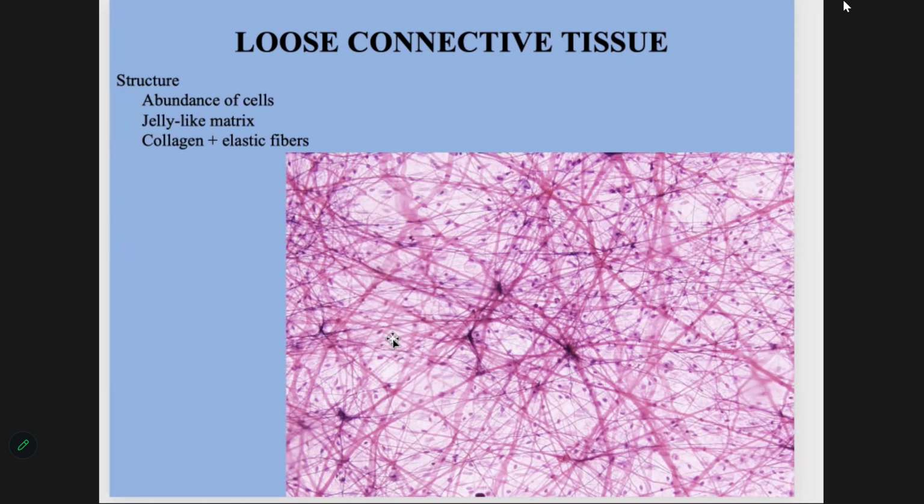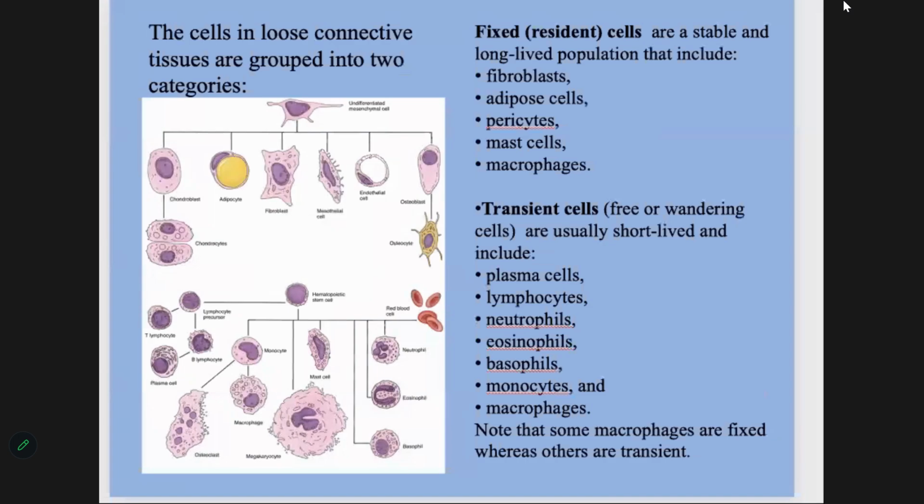This type of tissue is characterized by the presence of many types of cells, and look at the cellular populations of loose irregular connective tissue. All types of cells are subdivided into two main groups. The first group is called fixed or resident cells. Resident cells are constantly present in the tissues. These are long-lived populations of cells, and this group includes the following populations: fibroblasts, different fibroblasts, adipose cells, or another name, fat cells, pericytes, mast cells, and macrophages. This is the first main group.